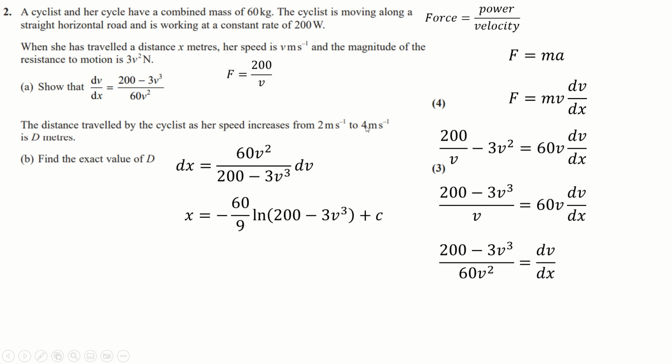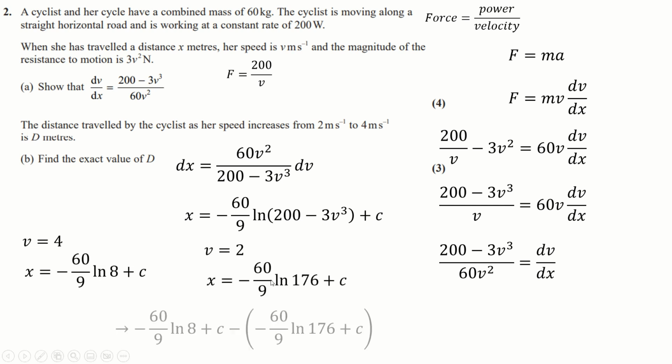I'm just going to substitute in v is 4 to find an x, and v is 2 to find an x, and then I can just do this value minus this value. Minus minuses go to a plus, and then the c's will obviously cancel. You could have literally just integrated between 4 and 2 if you'd wanted to. That also works just fine. Of course, when we do, this is the plus log, and then this is the minus, so it's this divided by this following log laws, and we end up with this here as our answer.